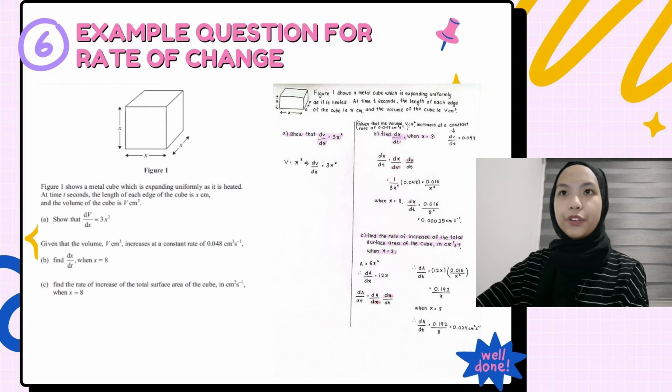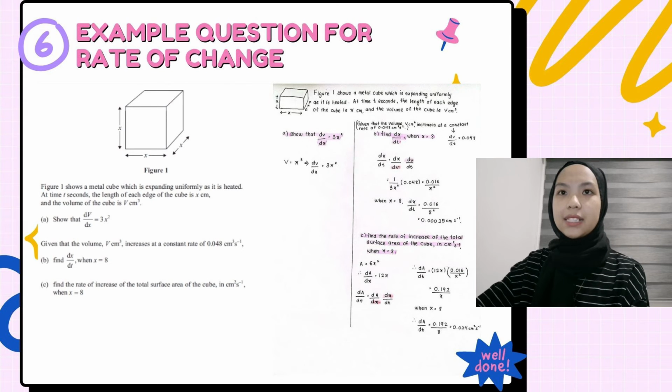What we should do first is put down dx/dt. How are we going to get dx/dt? Well, this is where we connect rates of change. I write dx over dt, and underneath dx I put dV, and then on top of dV I put dx. After that, cancel both dV's, leaving dx over dt. This is called connected rates of change. After that, I write 1 over 3x squared, which I got from question A, then multiply by 0.048 that was given in the question, and the answer will be 0.016 over x squared.